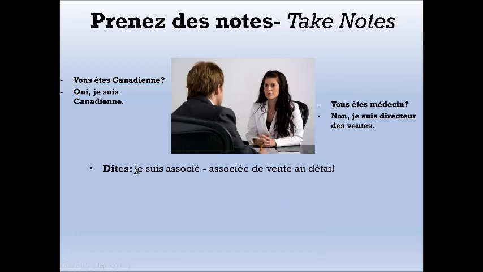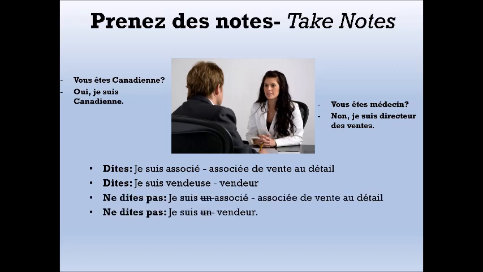Je suis associé ou associé de vente au détail. Alors dites, répétez, je suis associé ou associé de vente au détail. It's the same pronunciation. So you say, je suis associé de vente au détail. Dites, je suis vendeuse, je suis vendeur. Ne dites pas, je suis un associé. Je suis simplement associé de vente. Ne dites pas, je suis un vendeur. Je suis vendeur.